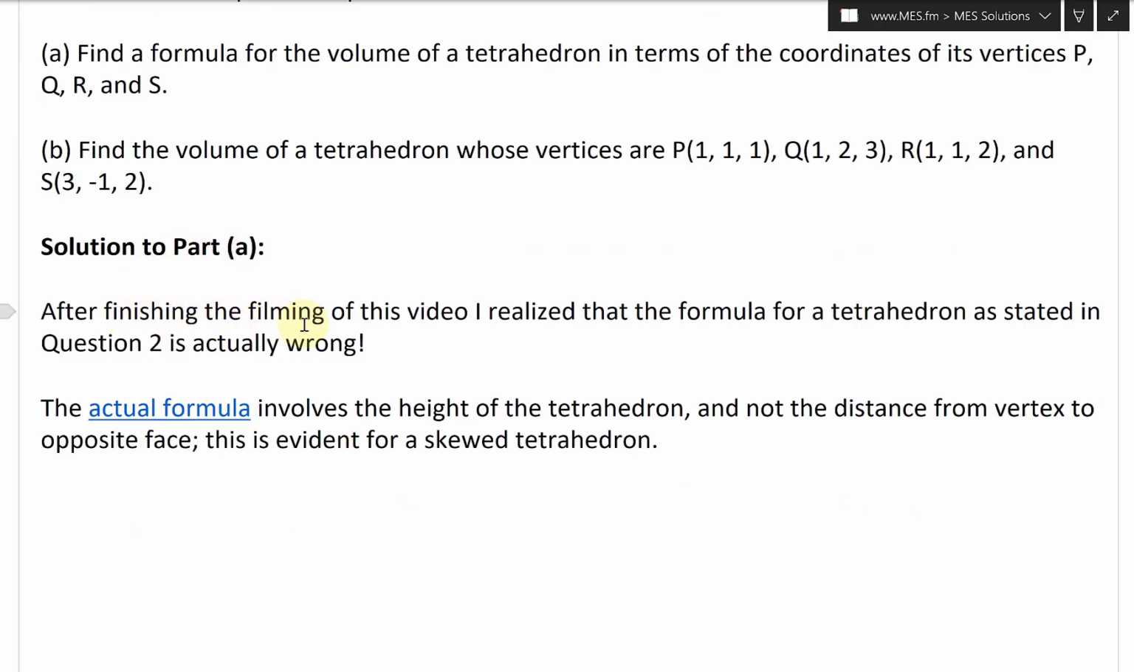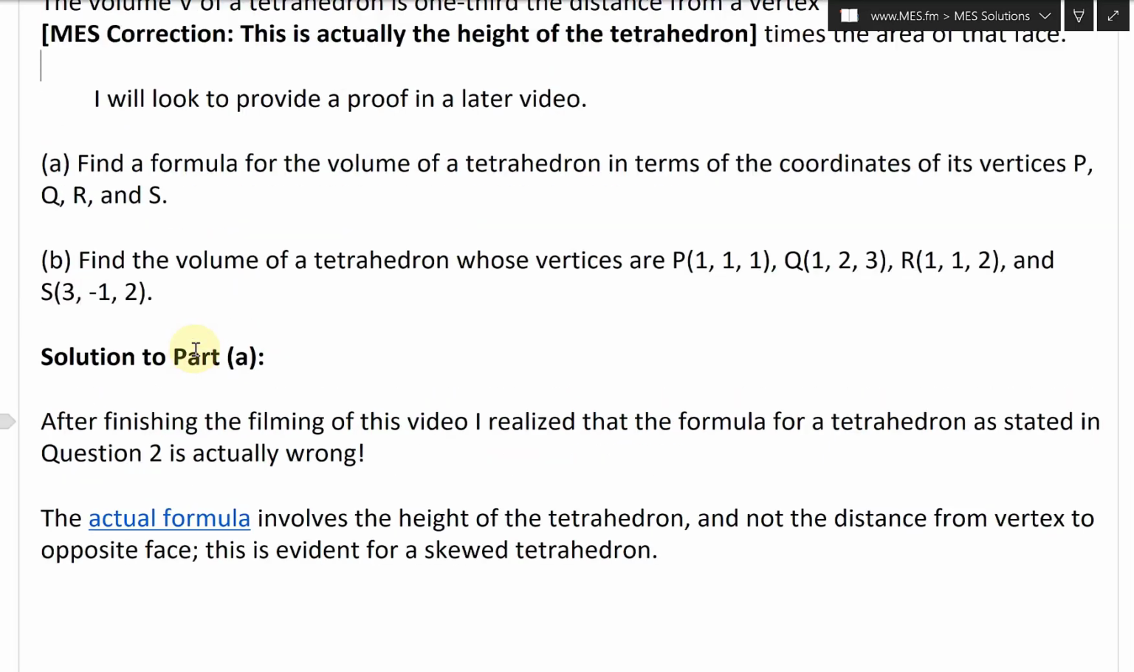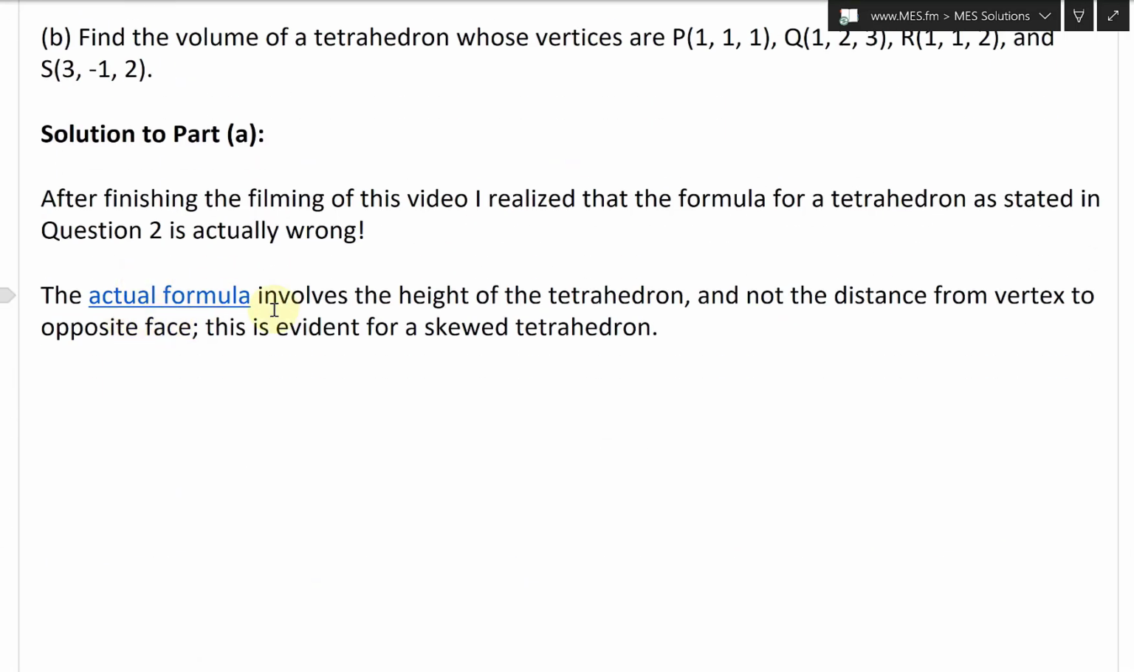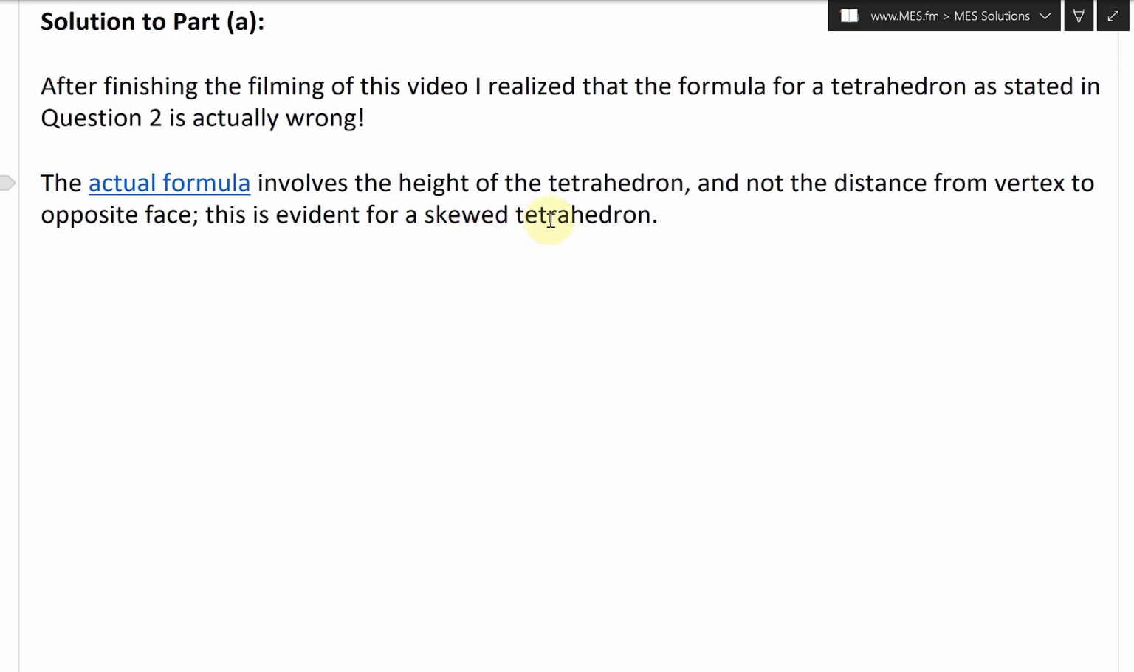So after finishing the filming of this video, I realized that the formula for a tetrahedron as stated in question 2 is actually wrong. So that's not actually the formula. The actual formula, and here I added a link to the Wikipedia article, involves the height of the tetrahedron and not the distance from vertex to opposite face. And this is evident from a skewed tetrahedron. And here I'll draw it out.